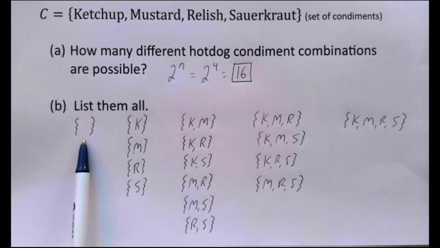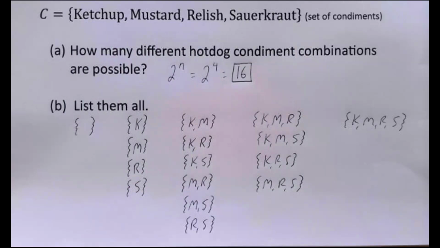This is where you say, give me a hot dog plain. I want nothing on it. Plain hot dog. See all the condiments? There's nothing there. There's no ketchup, no mustard, no relish, no sauerkraut. This is the empty set. This represents a plain hot dog with no condiments at all.